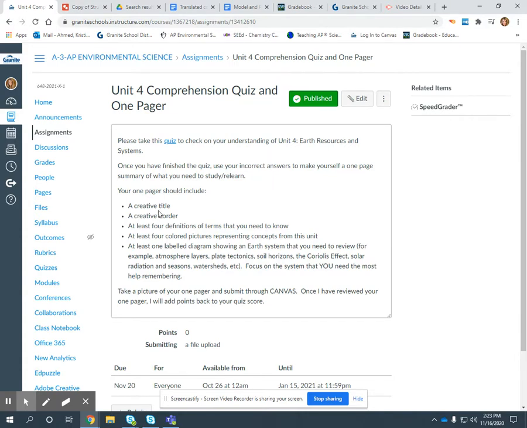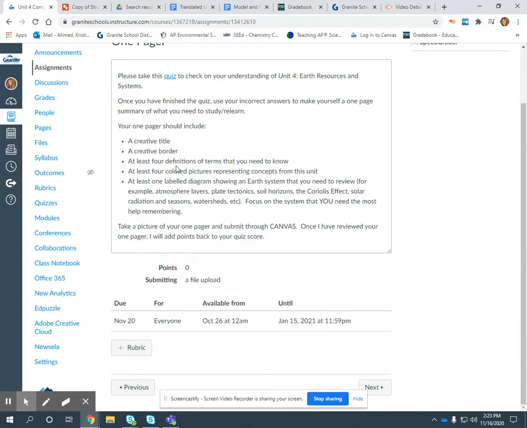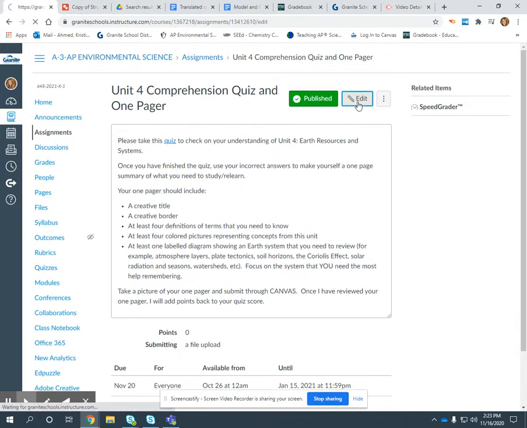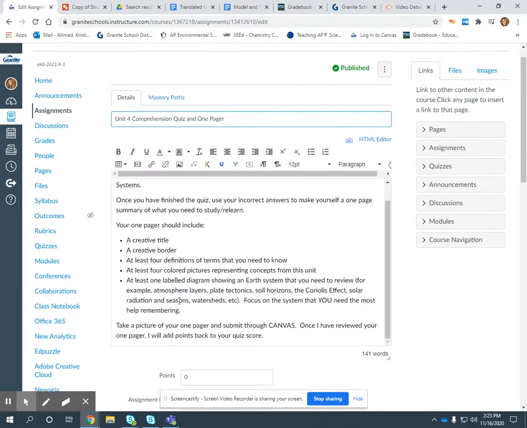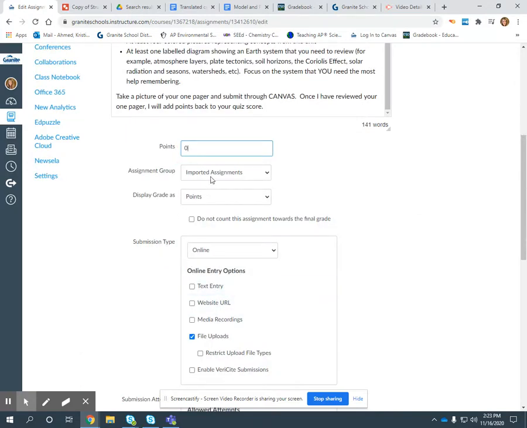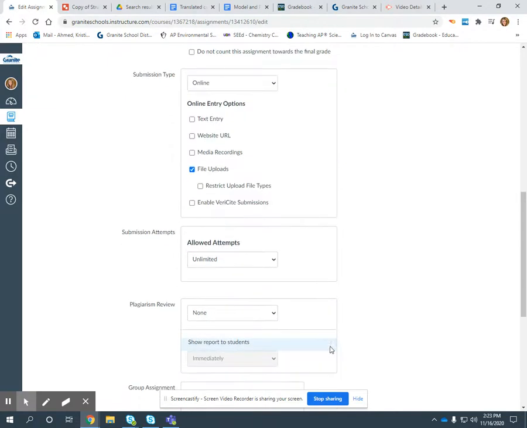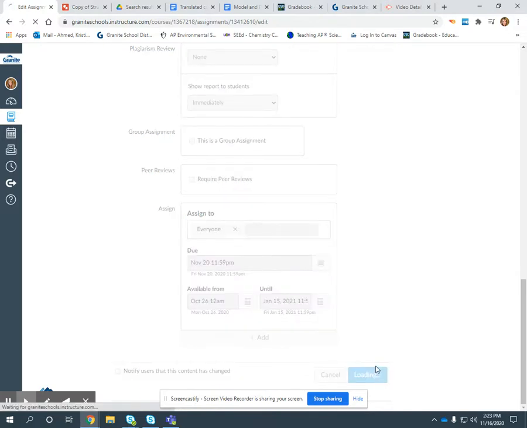So once you take the quiz, you're going to use your score and look at the questions that you answered incorrectly to create a one-pager assignment. Now, a one-pager is just like a one-page study guide that lists only those things that you need to review or relearn. So even if you didn't score 100% on the quiz, you can still get 100% on this assignment if you submit and upload that study guide showing that you've gone back and relearned those topics that you needed to know for Unit 4 for your comprehension.